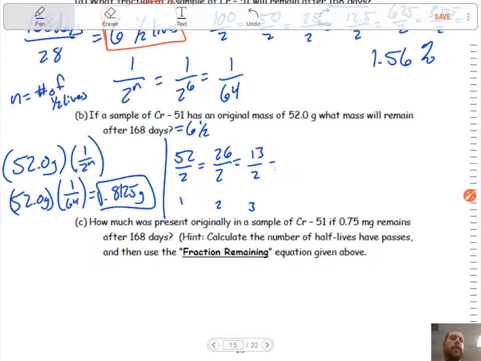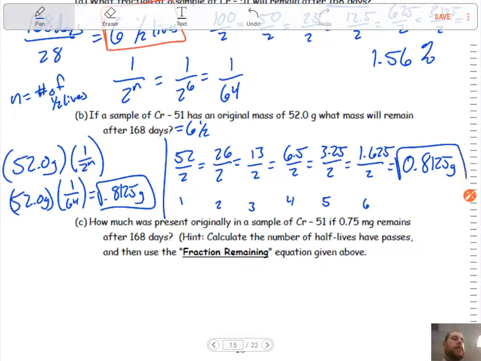Divide by 2, there's my 3rd half-life. 6.5 divided by 2. All right, keep going. And then divide this by 2 again, because that's my 5th half-life. Then it's going to be 1.625 divided by 2 again. There's my 6th half-life. So now I end up with my 0.8125 grams. Okay, so that's kind of the other way that you could do it.